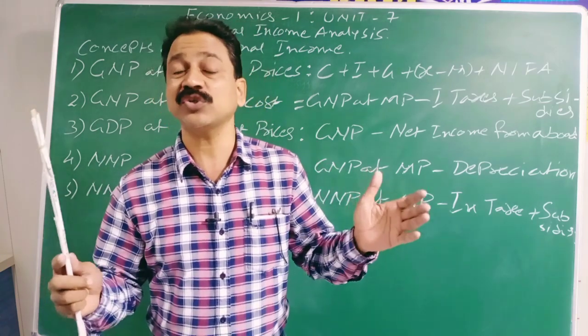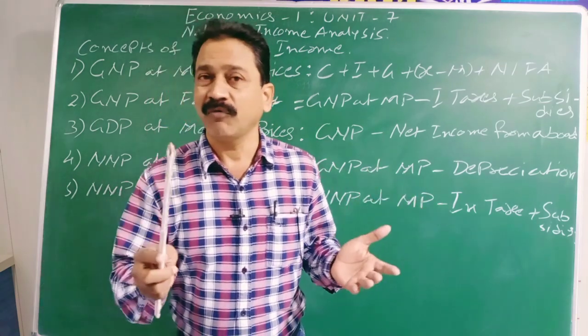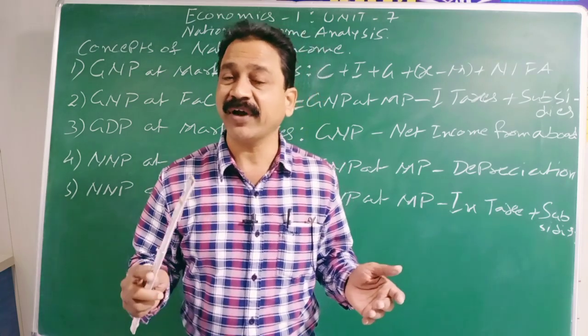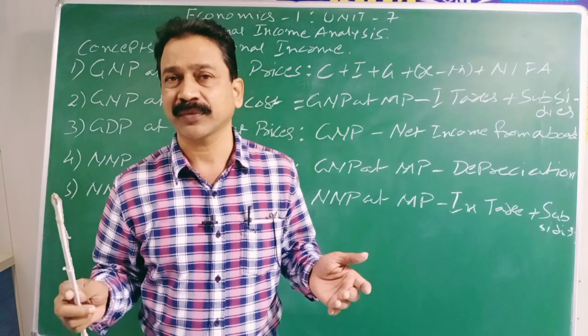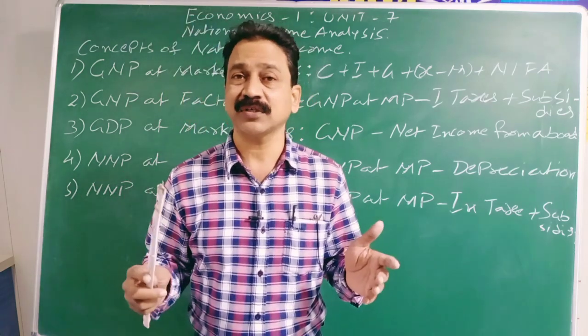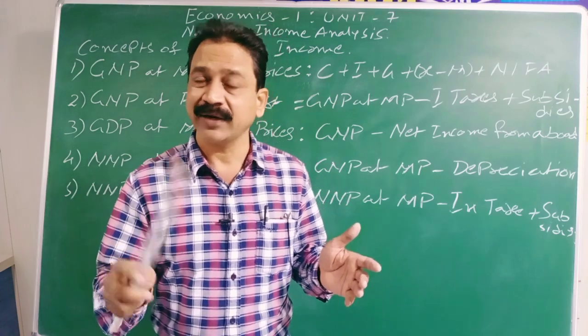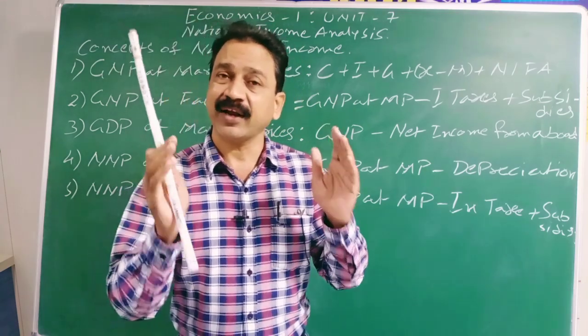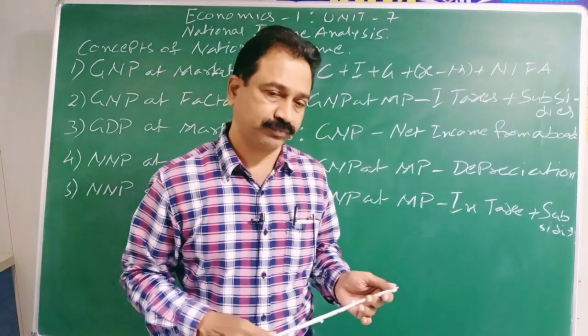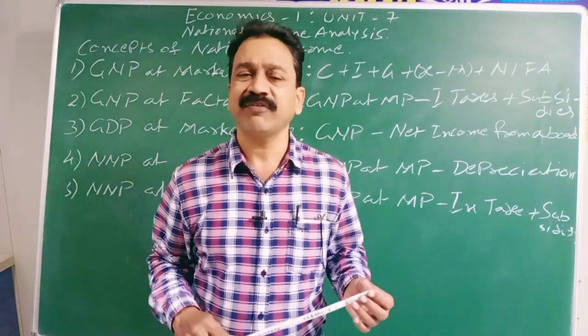A country's total income. We already saw what national income is: the market value of all final goods and services multiplied with the prices gives you national income for a country in a stipulated period of time. Now, we will see the different concepts.